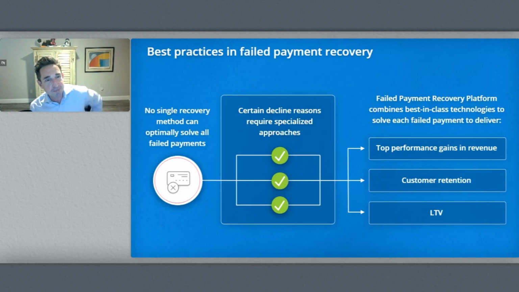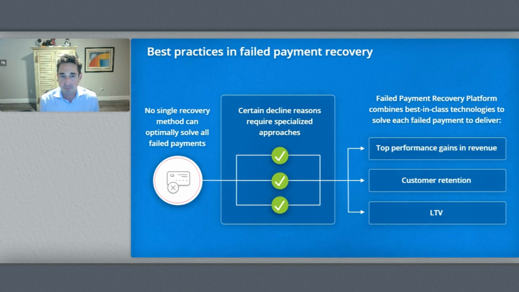So what does best practice look like, right? What would a best-in-class approach look like? So number one, when we talk about recovery, we have to recognize that there is no single recovery method that can solve all types of failed payments. And some failed payments can be solved working with the payment system, some require customer support, and having a solution that can evaluate each individual transaction and create paths, create routing processes that leverage that is incredibly important to recognize.